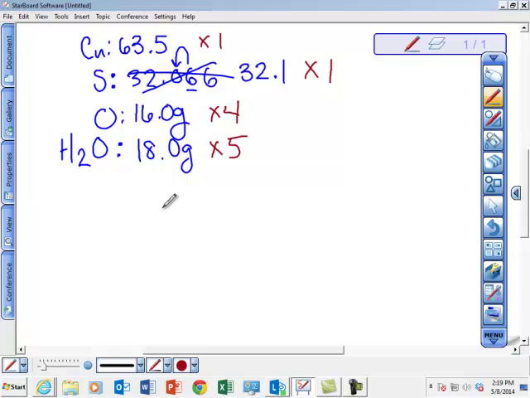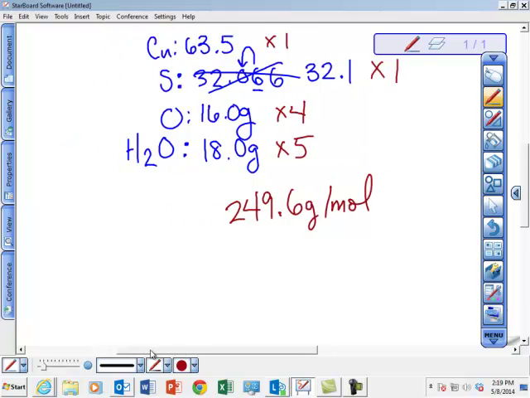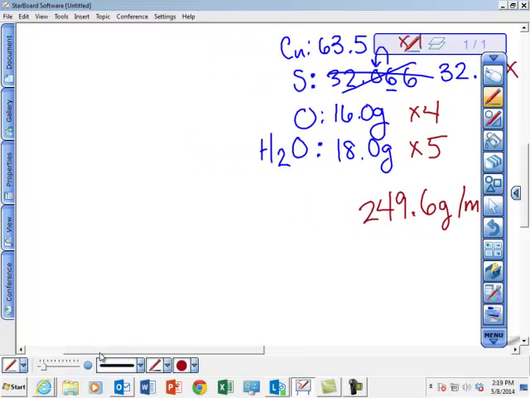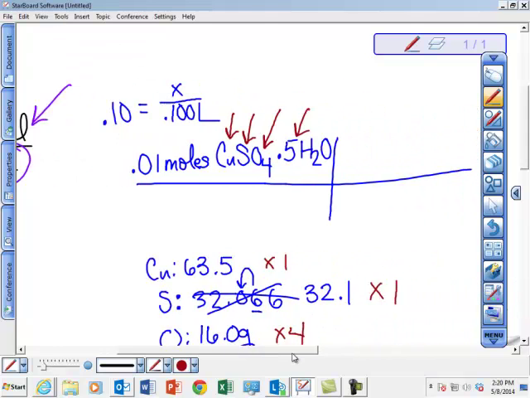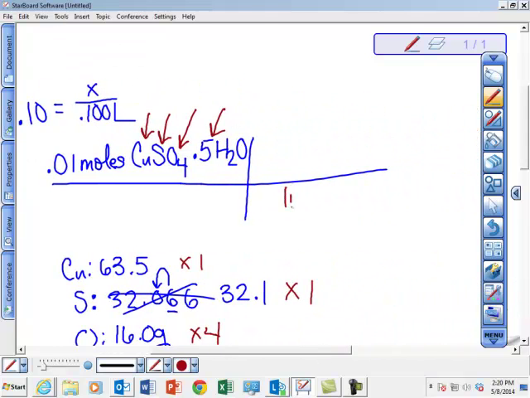Okay, I get a total of 249.6, and I really hope I'm right. Grams per mole. Anybody can confirm? Anybody got a calculator? Oh, awesome, thank you. Alright, so 249.6 grams per mole, so we're going to come back up here to our work right here. There we go. So 1 mole is equivalent to 249.6 grams. Okay, so we're going to multiply that by 0.01.